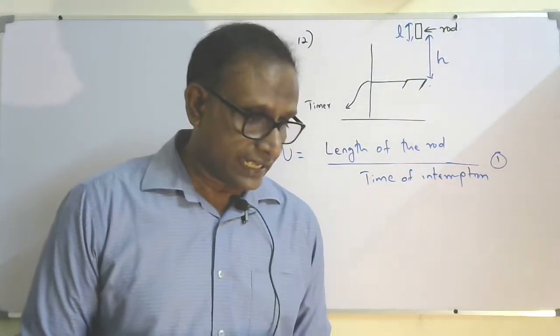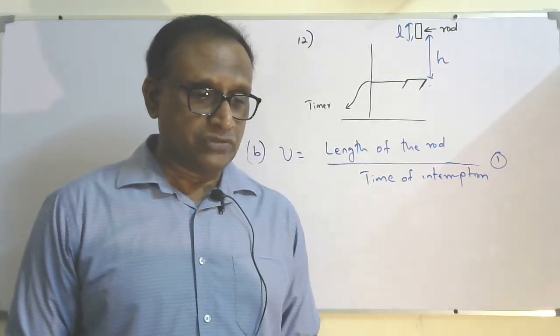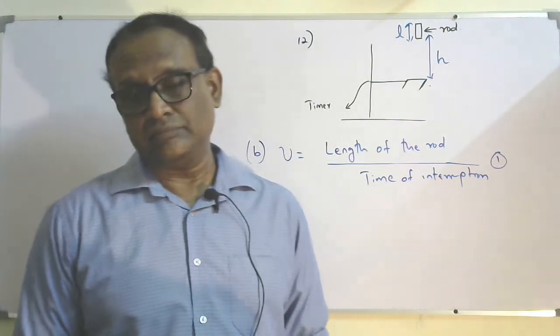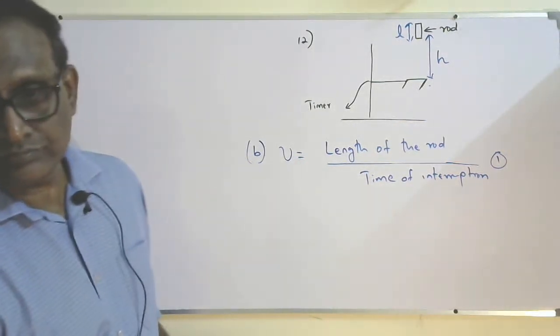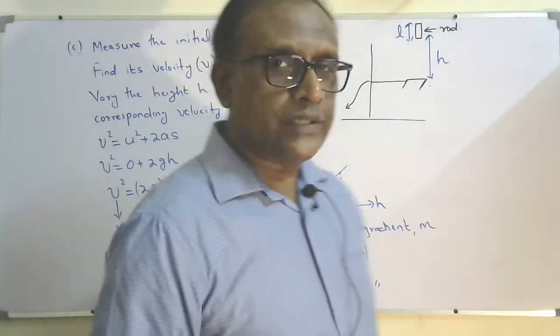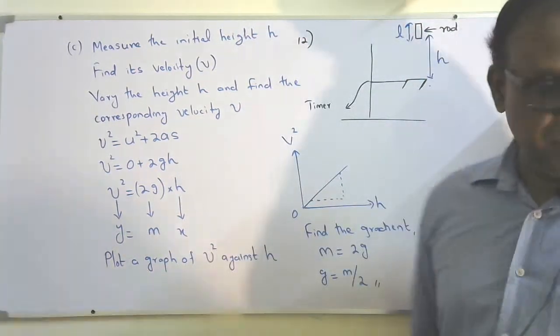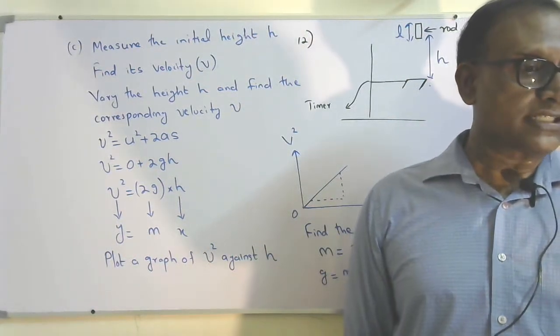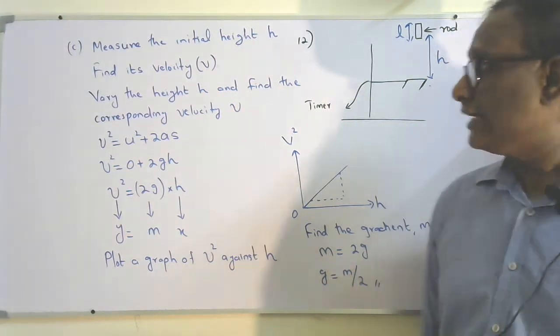Now, part C, describe how the student can determine a value for g using a graphical method. Okay, so you can say like this. So these are the steps. I wrote it on the board. So these are the steps for the part C. They ask to describe how the student can determine a value for g using a graphical method, 3 marks.